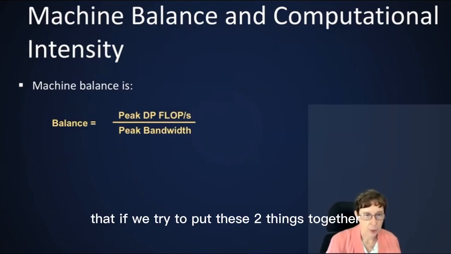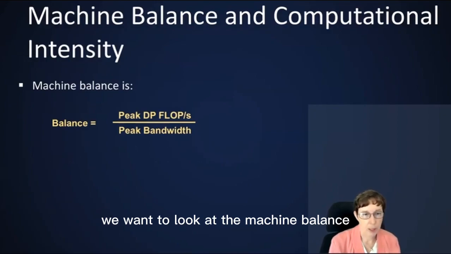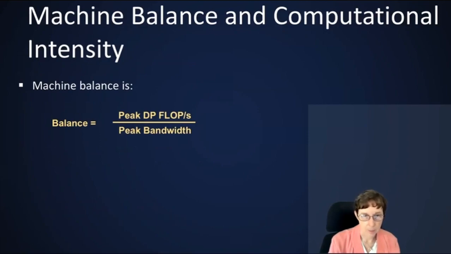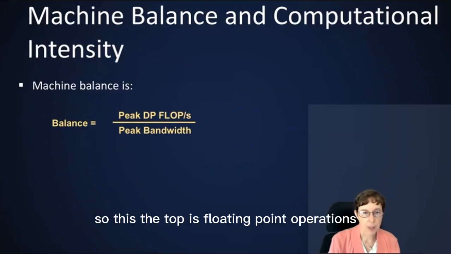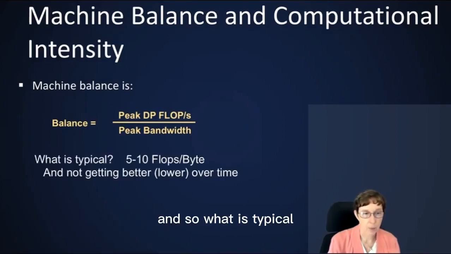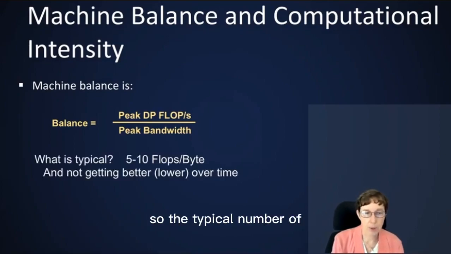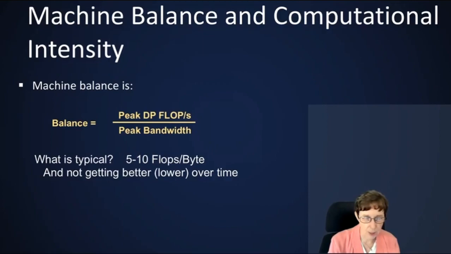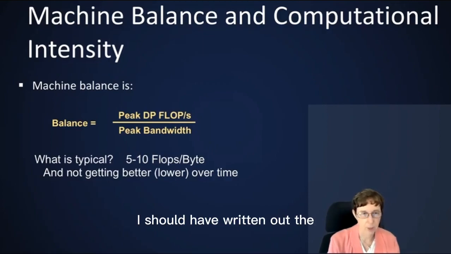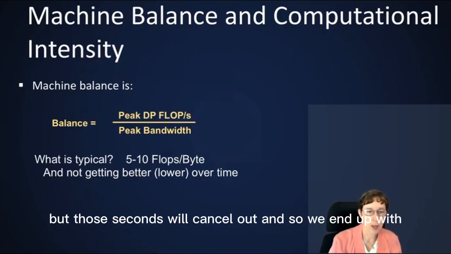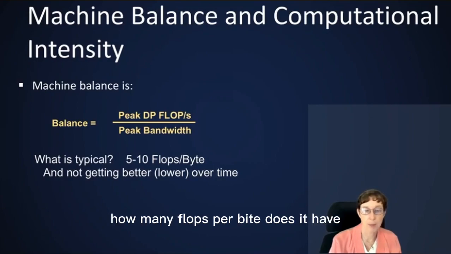So if we try to put these two things together, we want to look at the machine balance, and we've talked about this before. The balance is the peak operations over the bandwidth. So the top is floating point operations per second, and the bottom is bytes per second. So what is typical? The typical number of floating point operations per second per byte, so flops per byte. The seconds cancel out, and so we end up with a machine balance number of how many flops per byte it has.